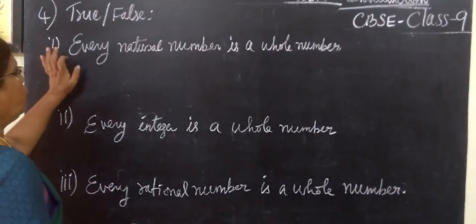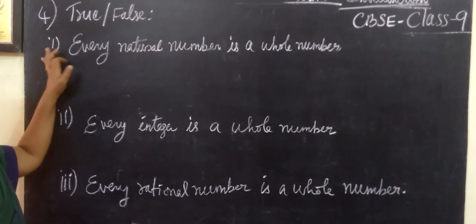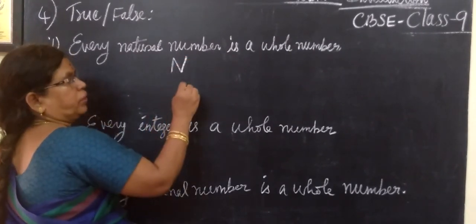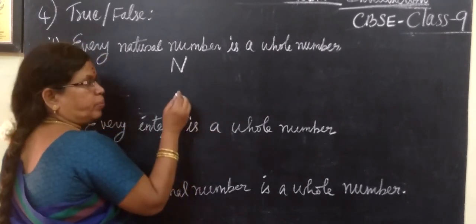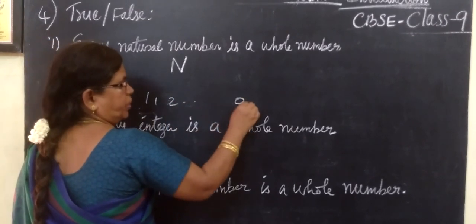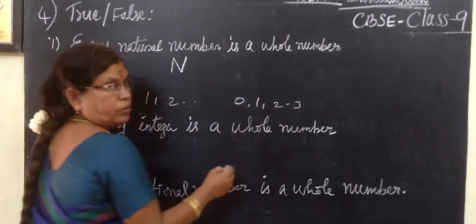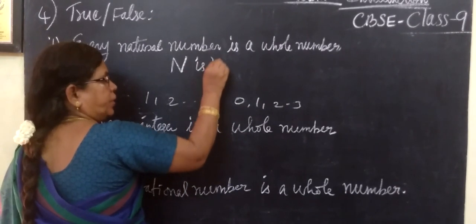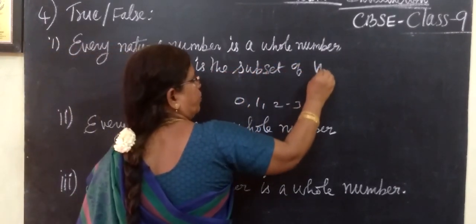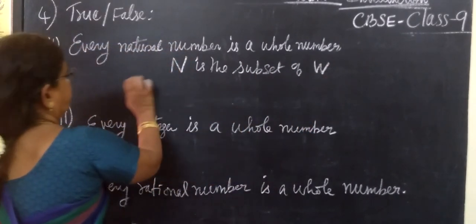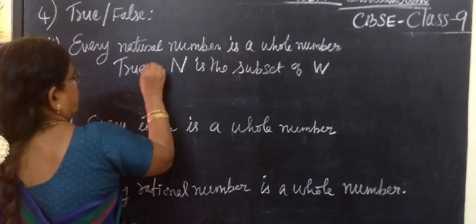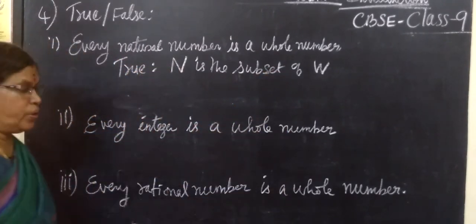One more sum we have. Here the third one, true or false: every natural number is a whole number. Natural numbers start from 1, 2, 3, etc., and whole numbers are 0, 1, 2, 3, etc. So definitely N is a subset of W. Since N is a subset of W, the answer is true.